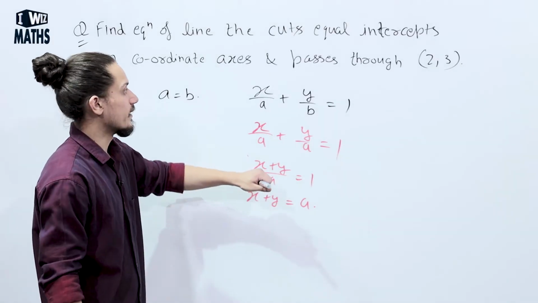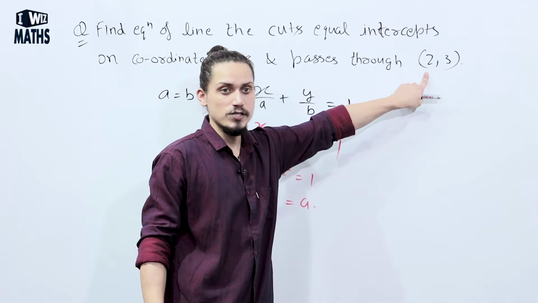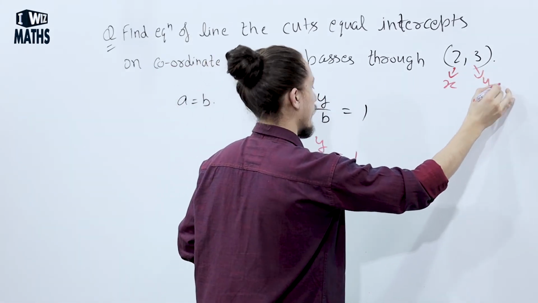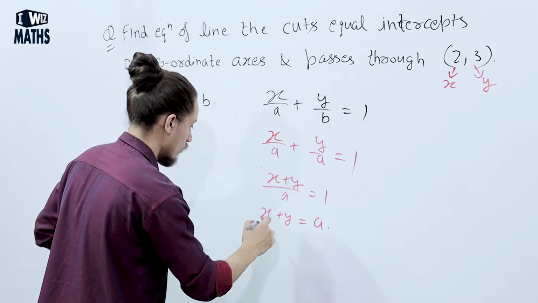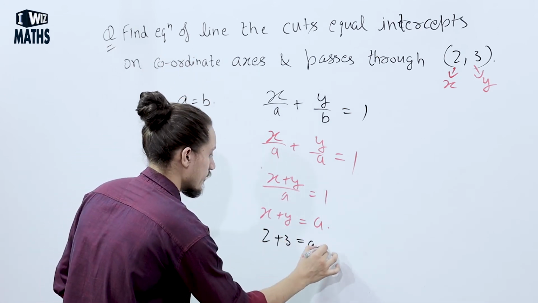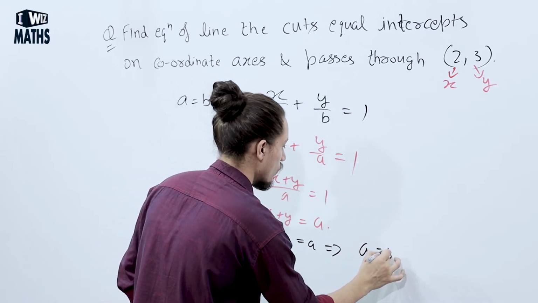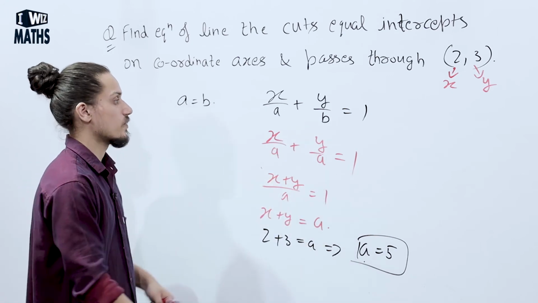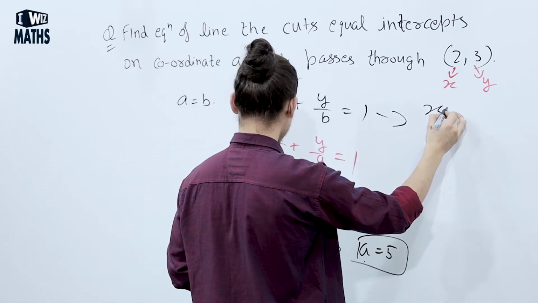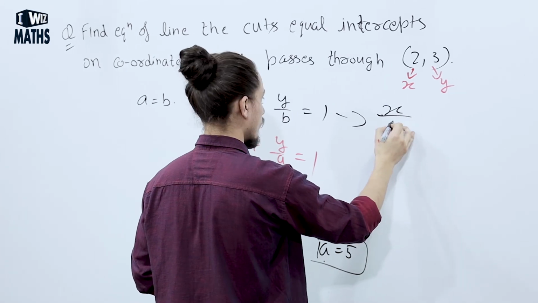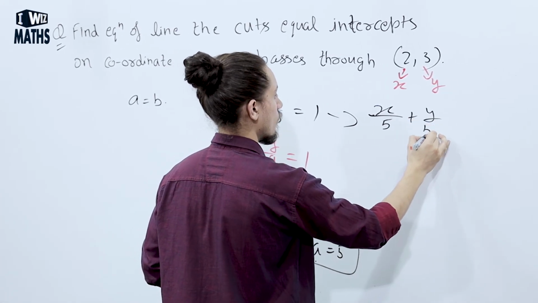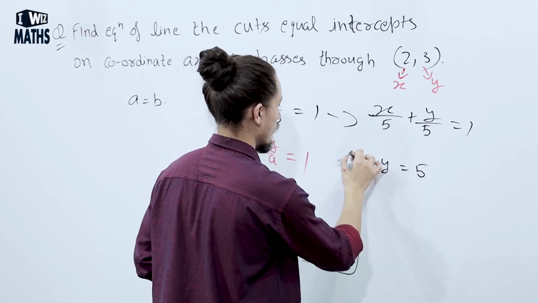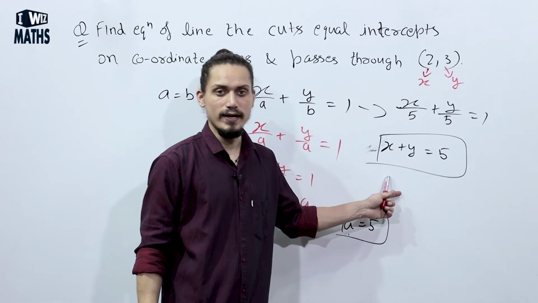Now the second point is, it says this line passes through the point (2, 3), meaning we can replace x by 2 and y by 3, so we get 2 plus 3 is equal to a, which implies a is equal to 5. Now if the value of a is 5, then the value of b should also be 5. Using this in this equation we get x/5 plus y/5 is equal to 1, which implies x plus y is equal to 5, which is the required equation of line in this case.